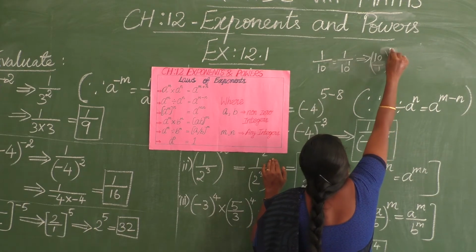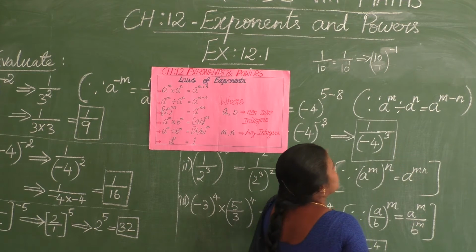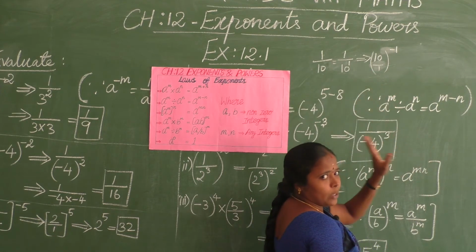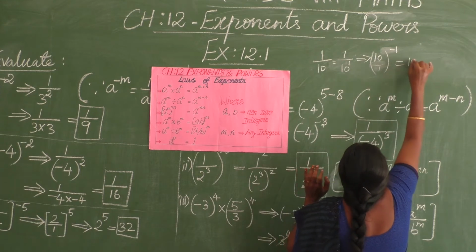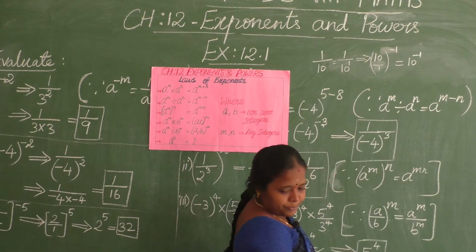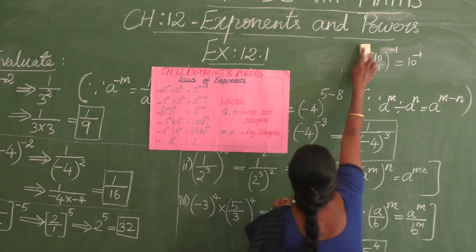10 by 1 the whole power minus 1. Usually 1 power minus 1 becomes 1 only. So here we need not consider it. So it can be written like this. Understood? 10 power minus 1.